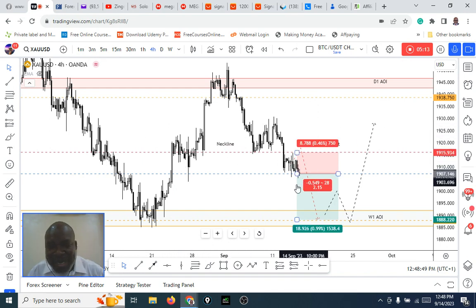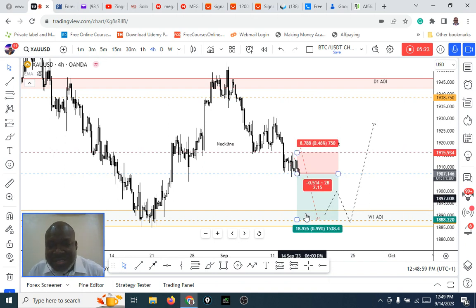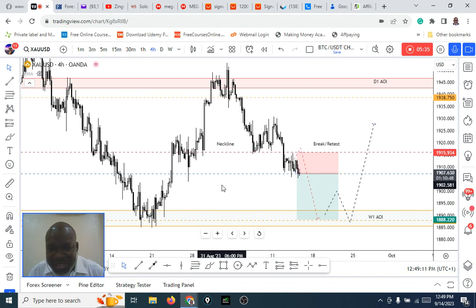Okay, and I said price should come and retest the neckline, after which it will bounce back to structure and begin to dip. That's what we're seeing here. You can see this pullback here. The market came here and pulled back slightly to structure before it came here and triggered our entry. So now the trade has been triggered.